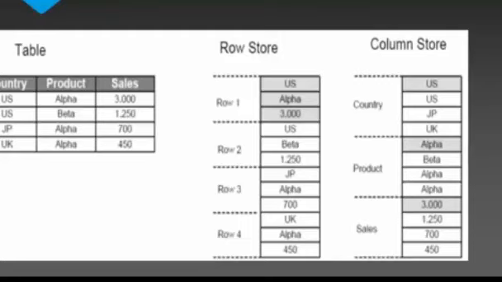Then we have better compression, because columnar data storage allows highly efficient compression, because the majority of the columns contain only a few distinct values as compared to the number of rows. So due to that we have better compression, and then we have better parallel processing as well.